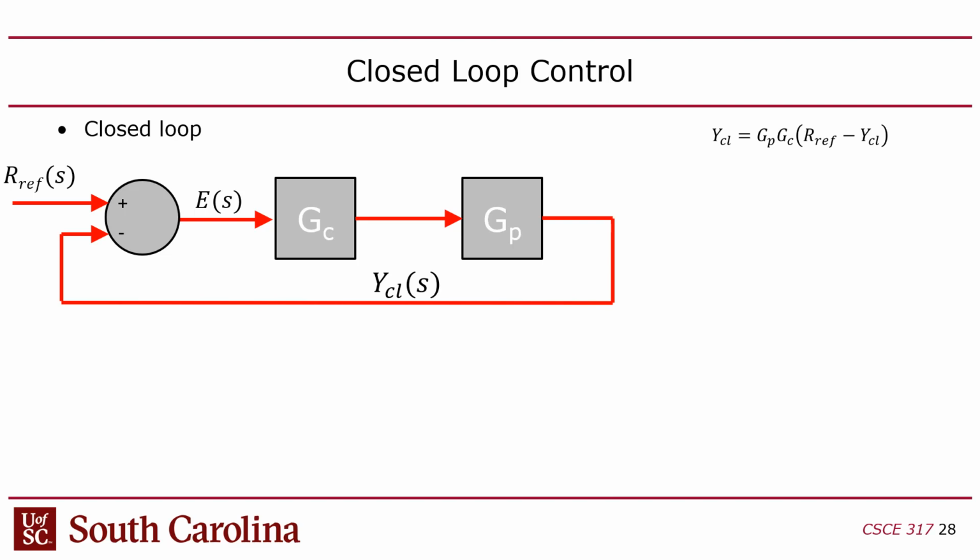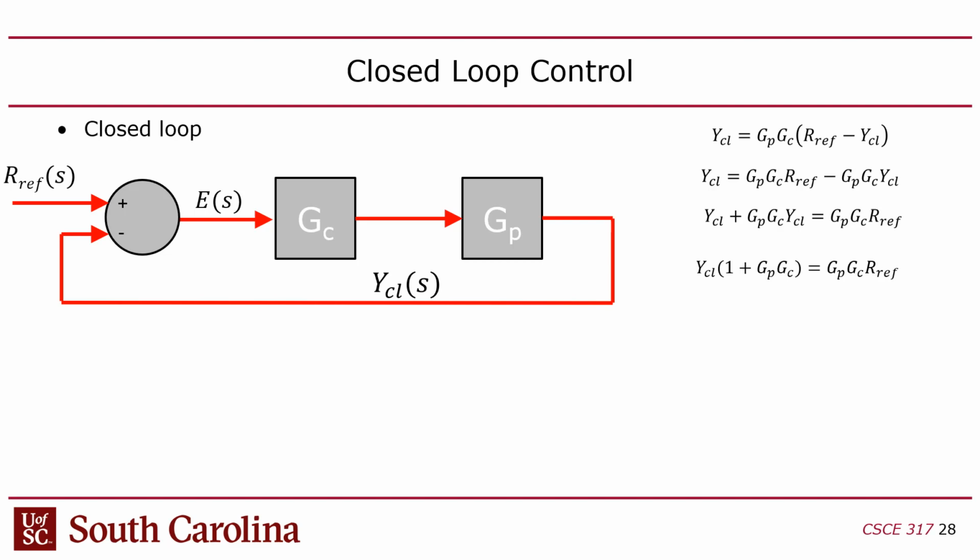Okay, but the problem is that I don't want it in that form, right? What I want is my input to be Rref, and my output should be Y. So it should be Y over Rref of S, right? That's the wrong form. That's meaningless. I have to get it into the right form. So you do some algebra here. You multiply these out, and then move one of the terms to the other side of the equation. Then you factor out YCl.